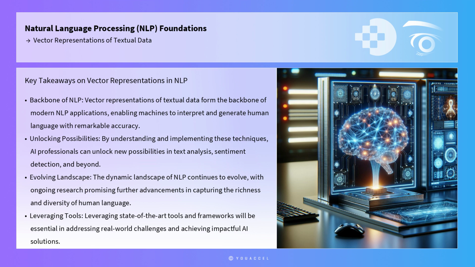In conclusion, vector representations of textual data form the backbone of modern NLP applications, enabling machines to interpret and generate human language with remarkable accuracy. By understanding and implementing these techniques, AI implementation professionals can unlock new possibilities in text analysis, sentiment detection, and beyond. The dynamic landscape of NLP continues to evolve, with ongoing research promising further advancements in capturing the richness and diversity of human language. As professionals navigate this domain, leveraging state-of-the-art tools and frameworks will be essential in addressing real-world challenges and achieving impactful AI solutions.